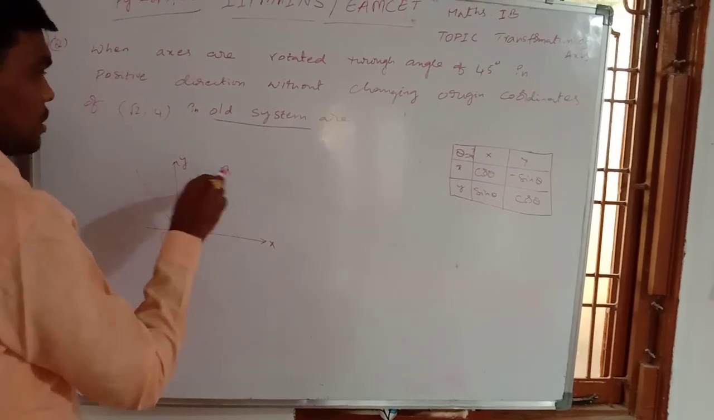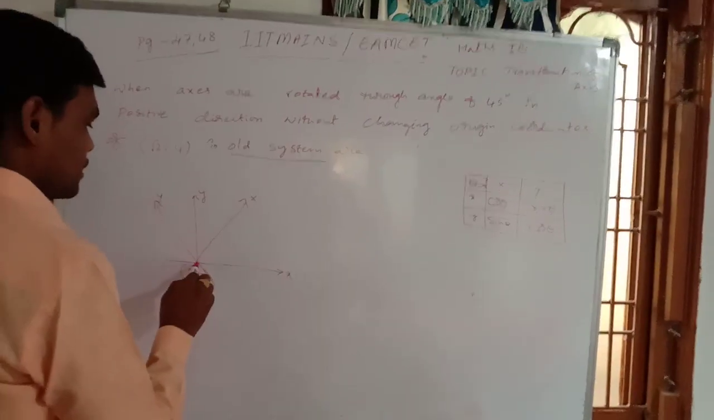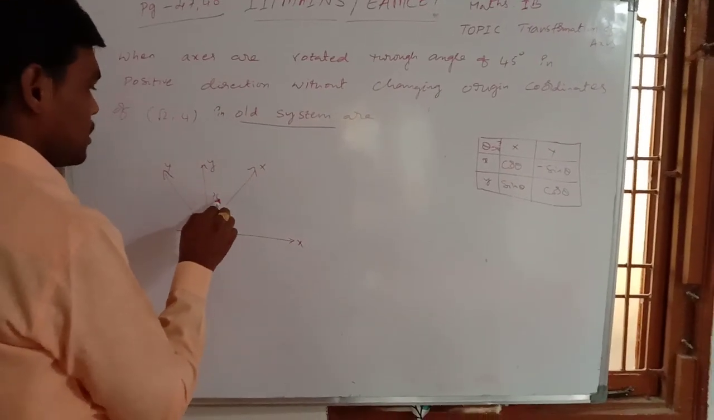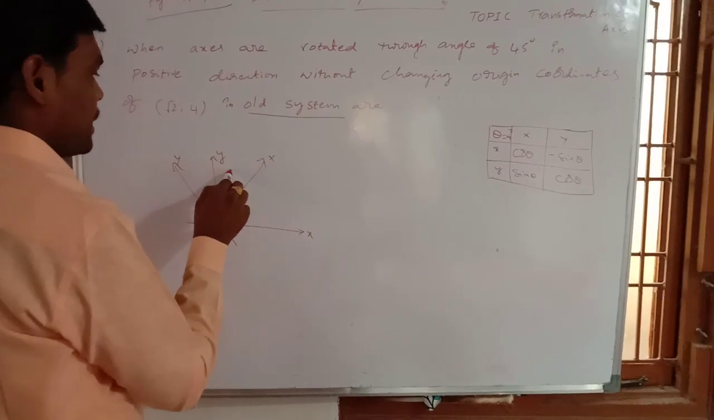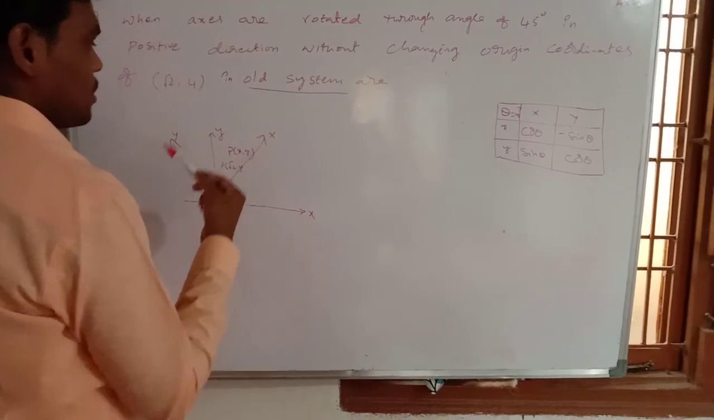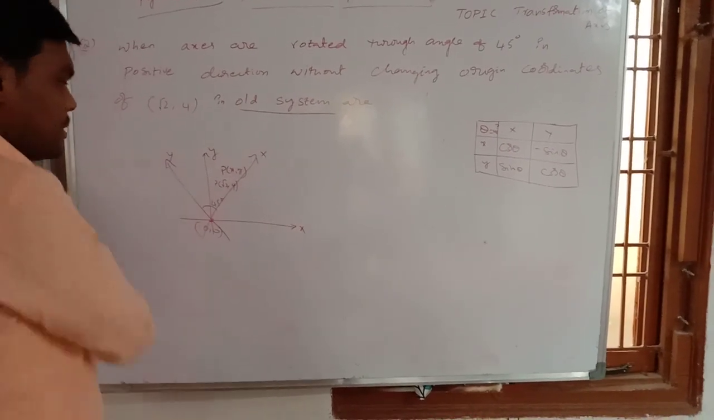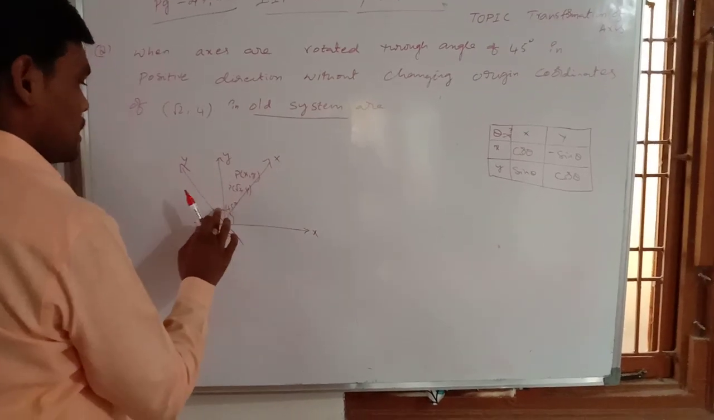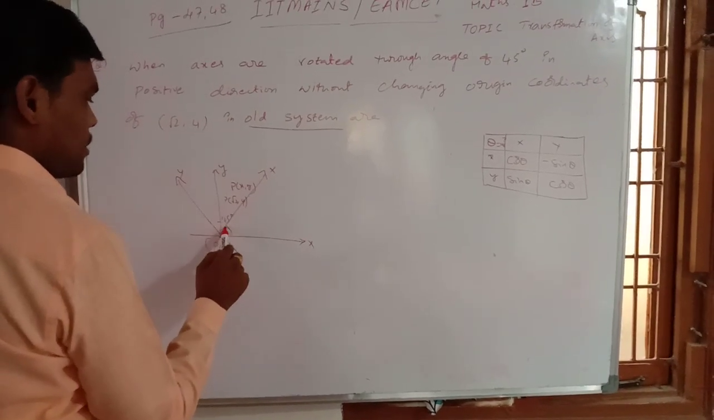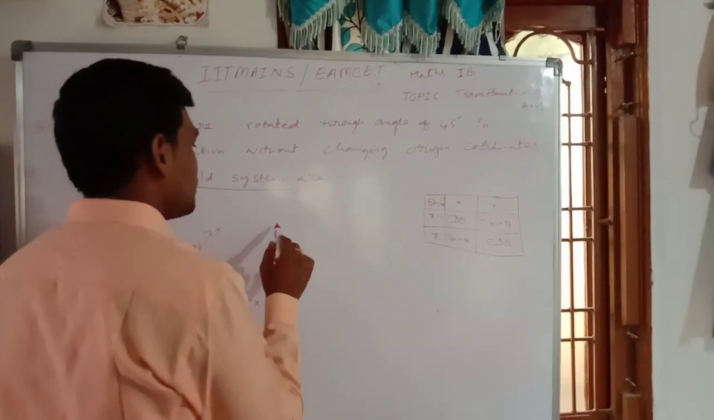And this is capital X, capital Y. But point P is root 2, 4, and the point in new system is small x, small y. This is an angle 45 degree, this is an angle 45 degree, this is an angle 45 degree, and now I have to find the new system.